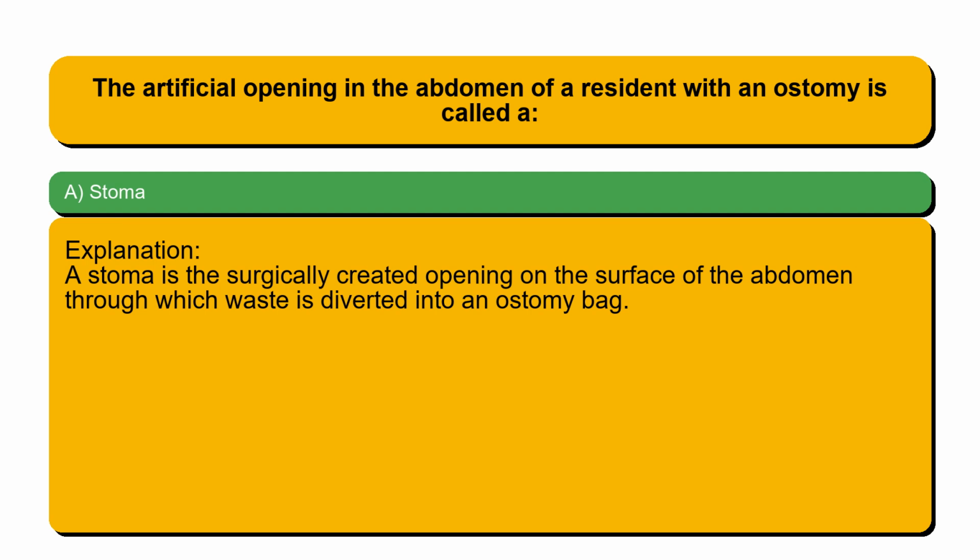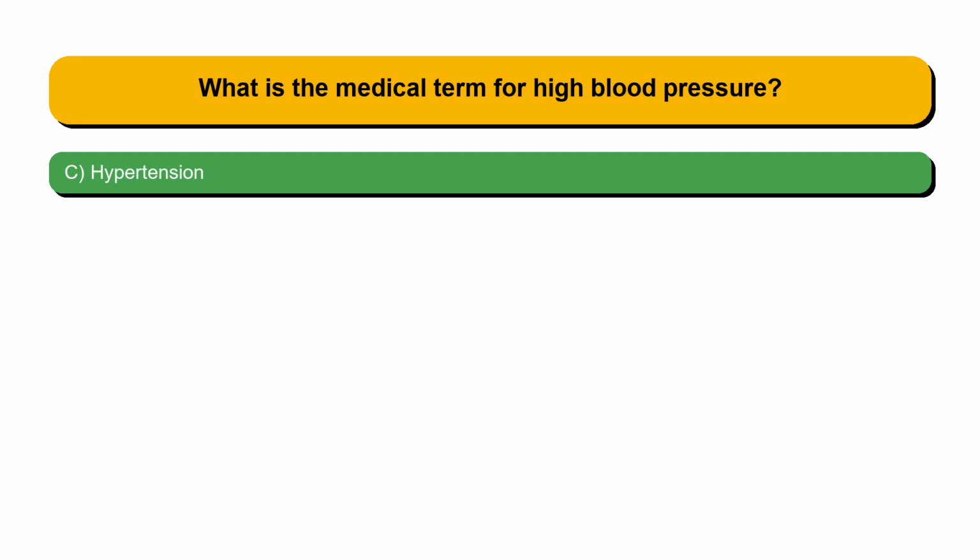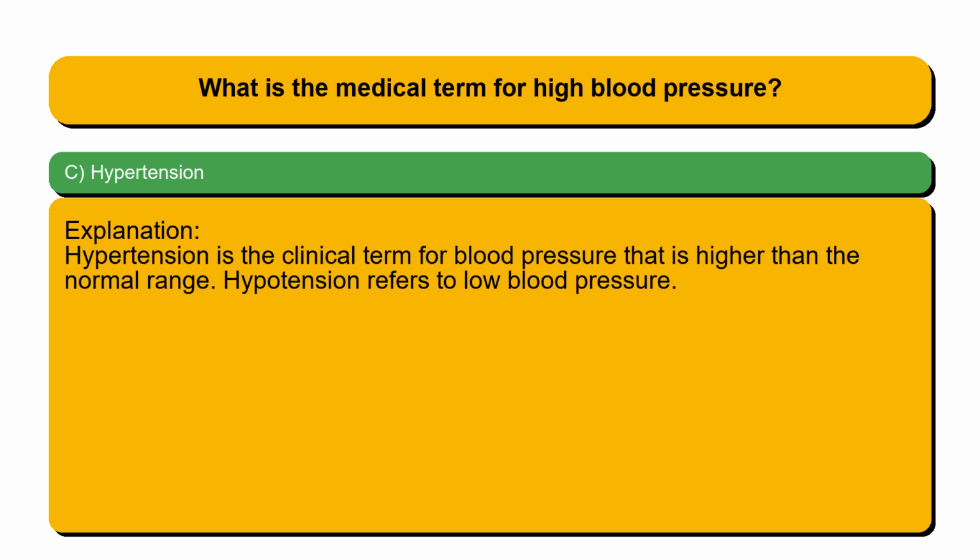ostomy bag. Question 2. What is the medical term for high blood pressure? Option A, hyperglycemia. Option B, tachycardia. Option C, hypertension. Option D, hypotension. The correct answer is option C, hypertension. Hypertension is the clinical term for blood pressure that is higher than the normal range. Hypotension refers to low blood pressure.